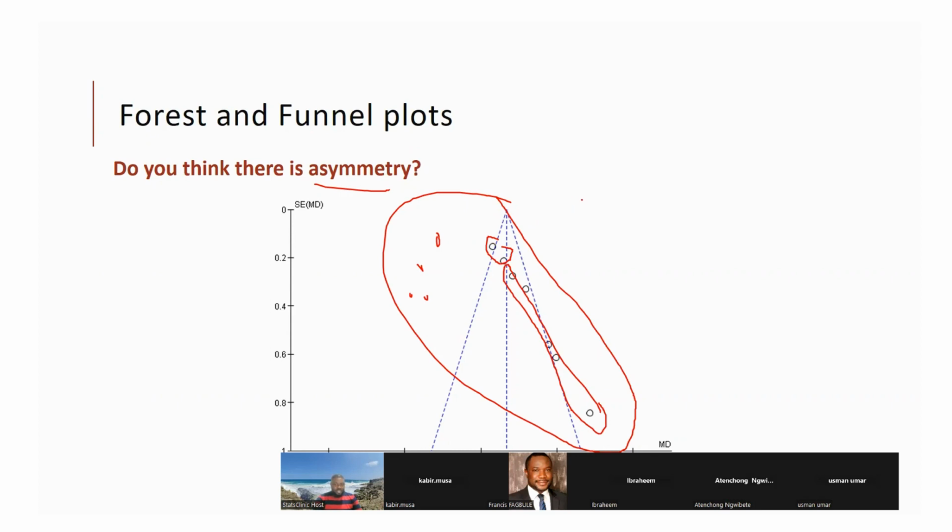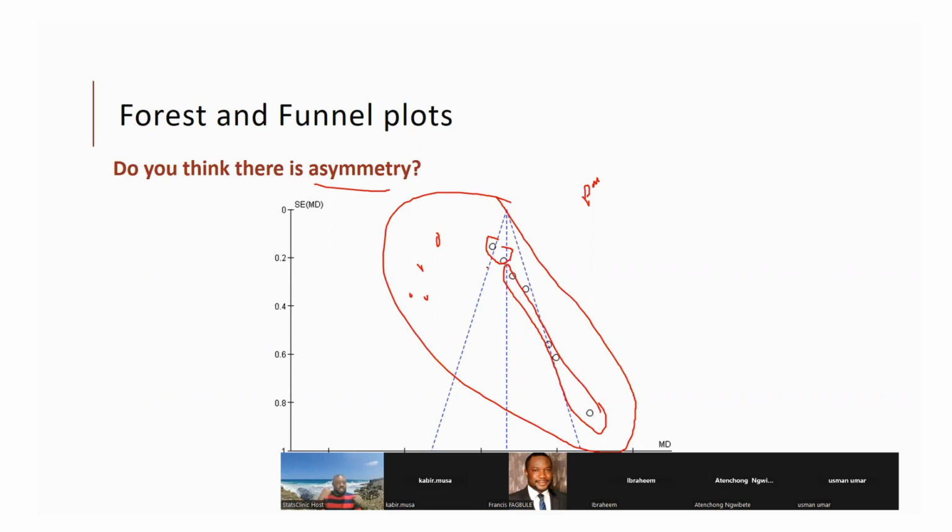The reasons why there's likely to be asymmetry, the most important one is publication bias. There's also small study effects where maybe some small studies were designed in a totally different way from the way that large studies were designed. Okay, that's another potential reason. Those are not as common reasons as publication bias, but they happen.